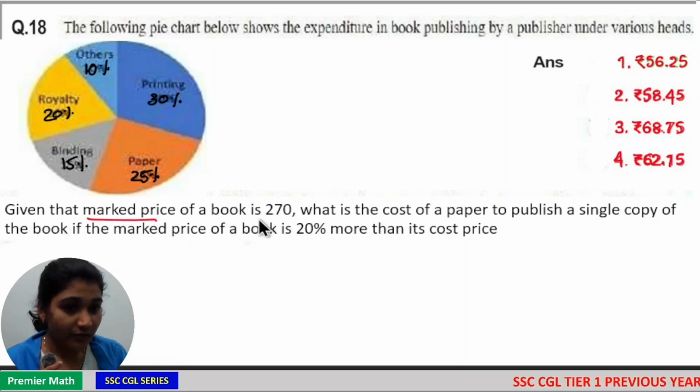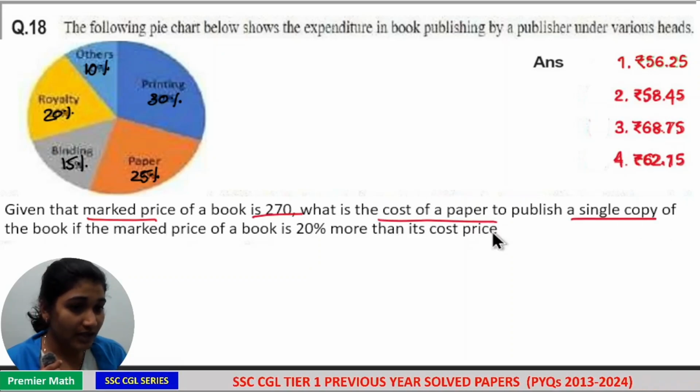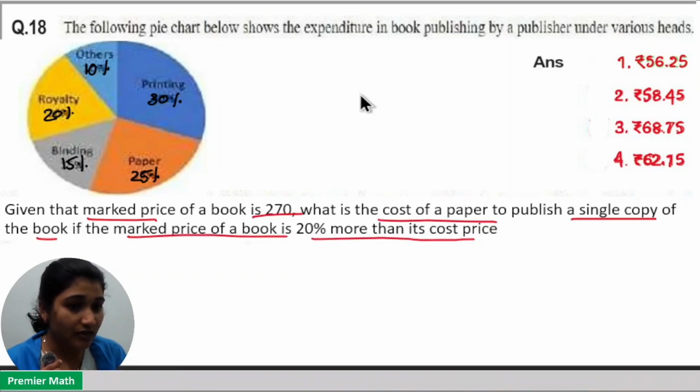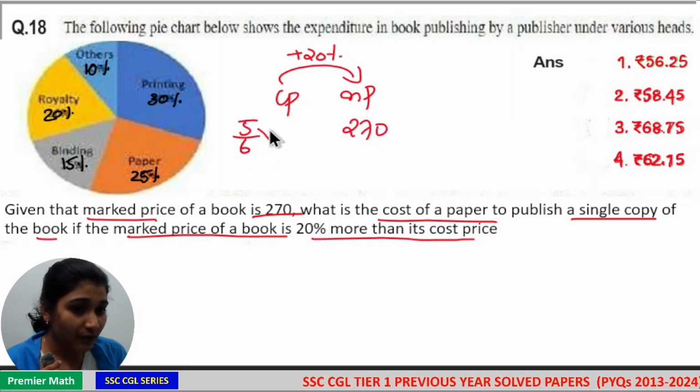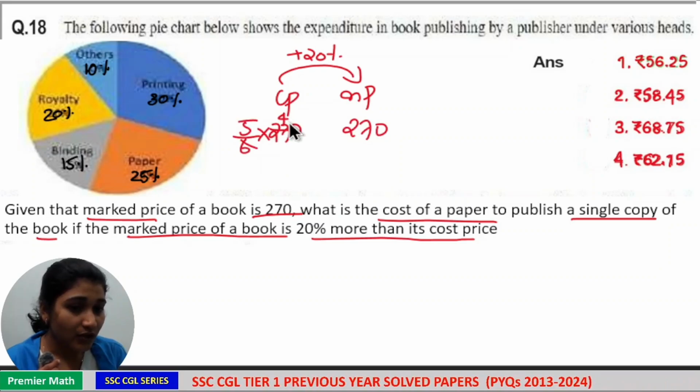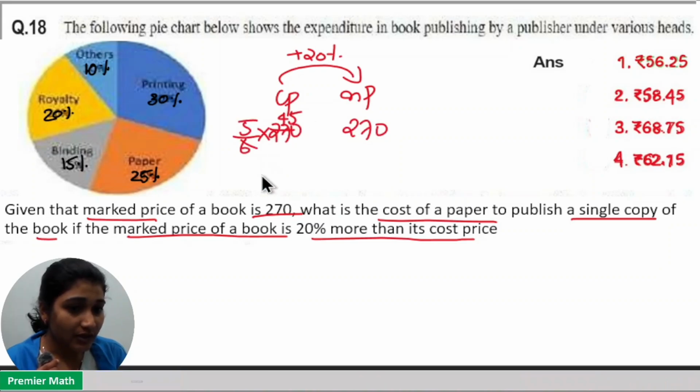Given that the marked price of a book is 270 rupees, what is the cost of paper to publish a single copy of the book, if the marked price of the book is 20% more than its cost price? Here the marked price is 20% more than its cost price. The marked price is given as 270, then the cost price should be 5 by 6 of 270, which is equal to 225 rupees.